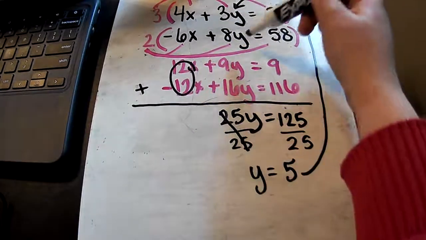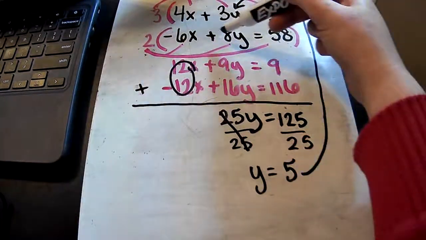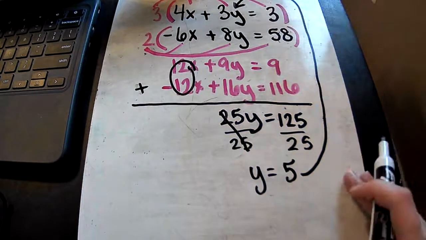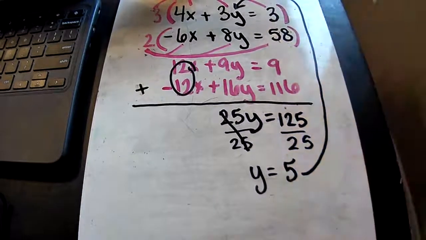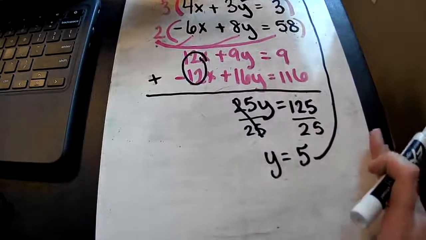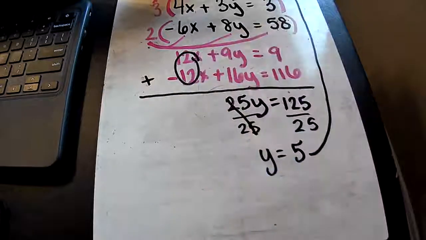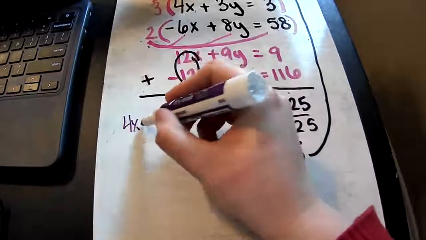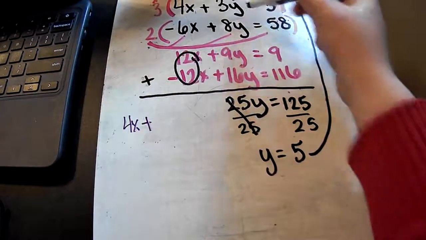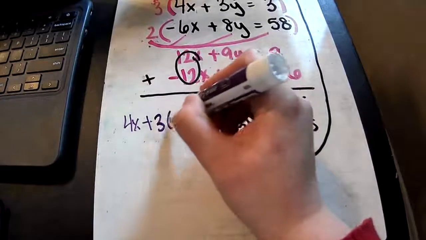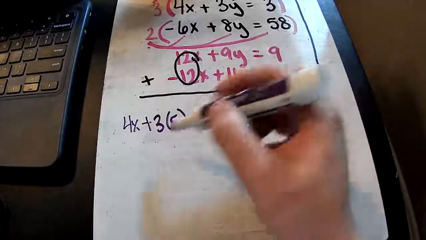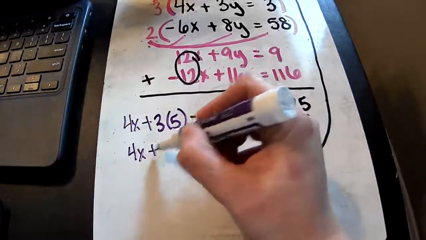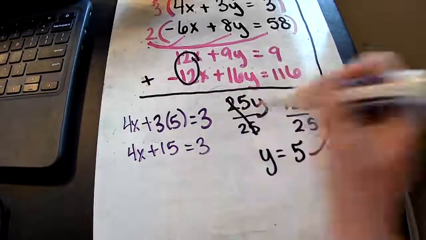We'll get the same answer if we plugged it into the bottom equation, the negative 6x plus 8y equals 58. Okay, so I'm just picking the top one because we don't have any negatives, and also I see that we have some smaller numbers, and so it just feels like that's going to be an easier one to use. Okay, so then I'm going to change out colors here, 4x plus 3y, and we said y was 5, so 3 times 5 is 15, so now I have 4x plus 15 equals 3.